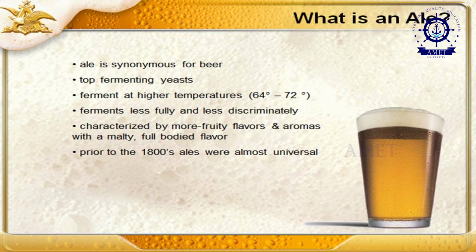Moving on to the next slide, ale. Ales use a top fermenting yeast. They are usually fermented at higher temperature, around 64 to 72 degrees, and ale type yeast like Saccharomyces cerevisiae is usually used. So, moving on to the next slide.